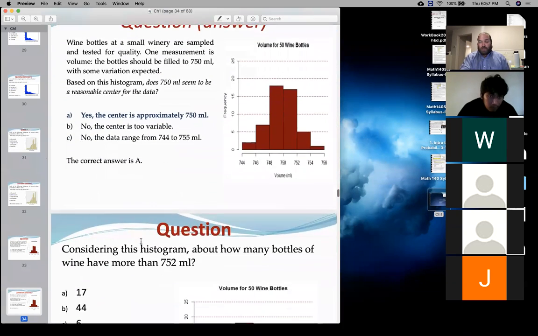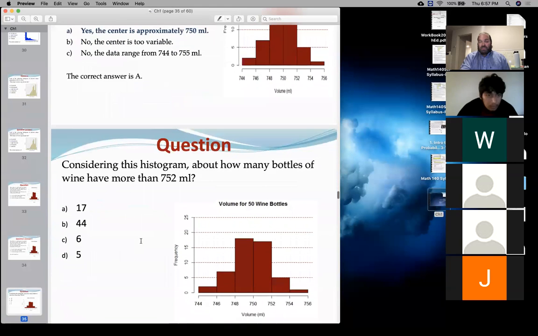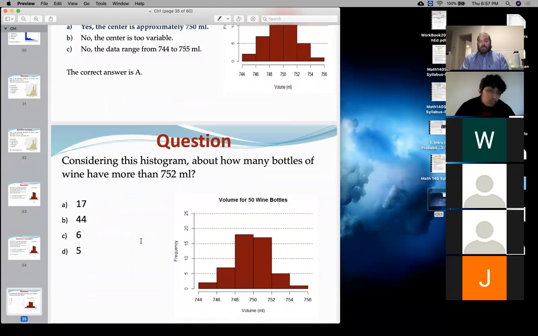Now, considering this histogram, about how many bottles of wine have more than 752 milliliters? A, 17, B, 44, C, 6, D, 5. And what I'm going to do is type go in the box when I'm ready. That way I'll know where each question ends, and once you see go, then you'll know that you're allowed to answer. So 5, 4, 3, 2, 1, go.